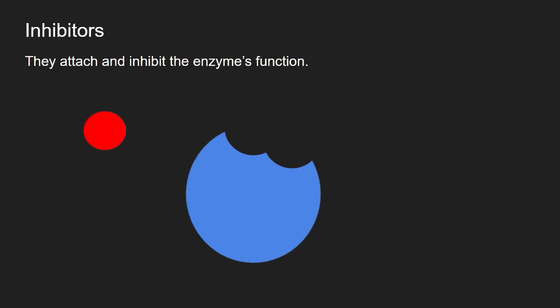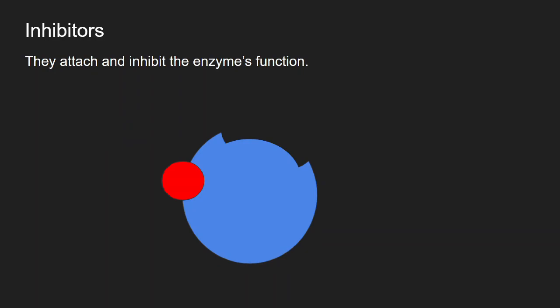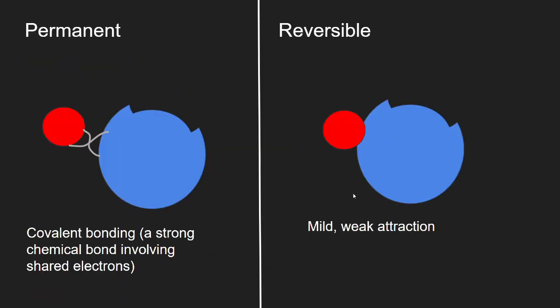Up next, we have inhibitors. Inhibitors are molecules that can attach to an enzyme and cause it to not be able to do its job anymore. Here I'm showing that by pretending it's closed off that active site so no more substrates can join. Inhibitors can bind permanently or reversibly. If they bind permanently, they're using something like covalent bonding, or where electrons are being shared. And if it's reversible, that means it can be undone because it's just a mild, weak attraction.